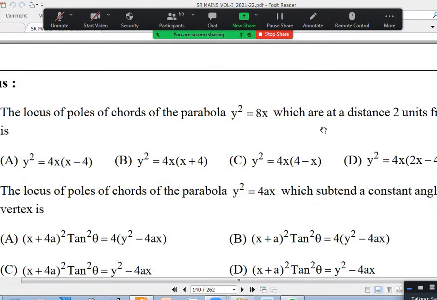Locus of poles of the chords of parabola which are at a distance 2 units from the focus. Okay, I can write it on the board, otherwise it's a simple thing to write. You take that point as x1, y1, find the polar S1 equal to 0, you'll get a line. From (2, 0), the perpendicular distance to that line should be equal to 2 units. Yes, sir. Got it.